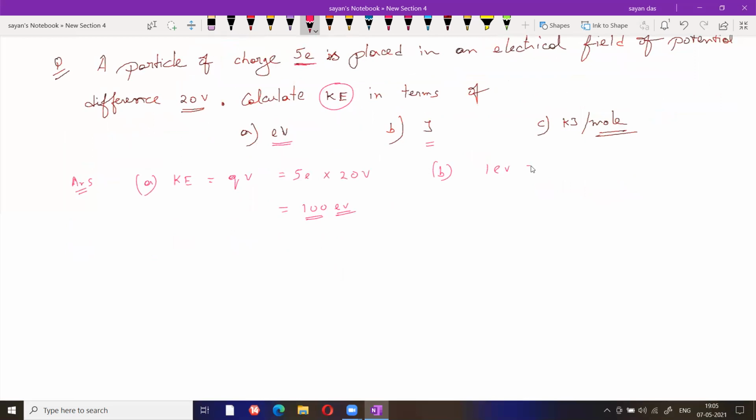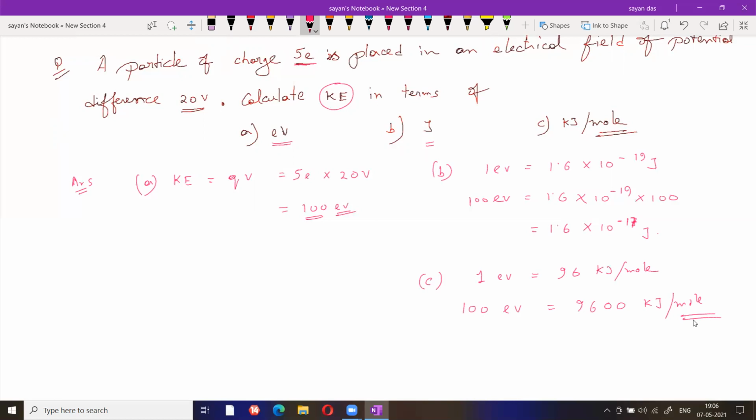We all know that 1 electron volt equals 1.6 into 10 to the power minus 19 joule. Now here, what is the value? It will be 100 electron volt, so 1.6 into 10 to the power minus 19 into 100, that means 1.6 into 10 to the power minus 17 joule. And answer C: we all know that 1 electron volt equals 96 kilojoule per mole, so 100 electron volt equals 9600 kilojoule per mole.